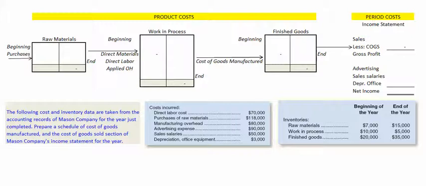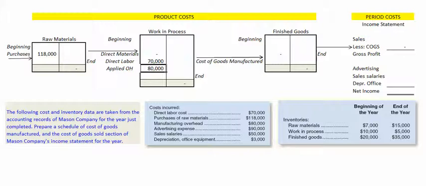We're told that our direct labor cost is $70,000. This shows up as an addition to work in process. Our purchases of raw material, $118,000. Our manufacturing overhead applied during the period is $80,000.